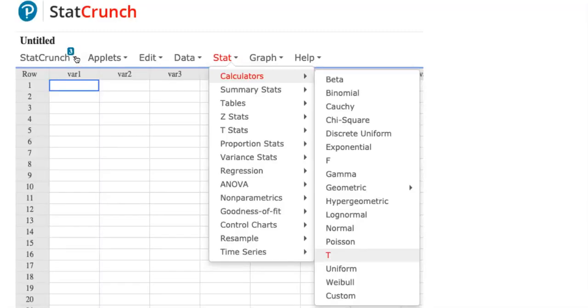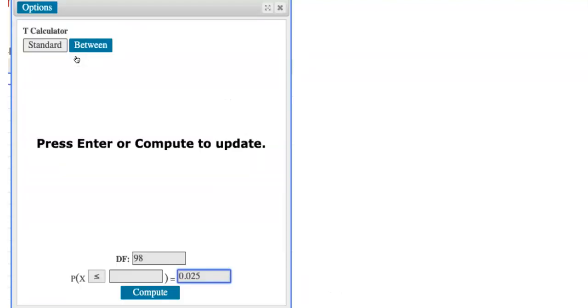If your homework or exam problem asks you to find the t-value, go to Stat, go to Calculators, and go down to T. You're going to look up a t-value, so go down to T. Are you there? Okay. Now this is a t calculator that we can use. Look what I typed in for df. Degrees of freedom is 98.